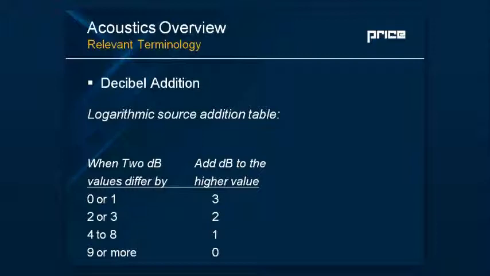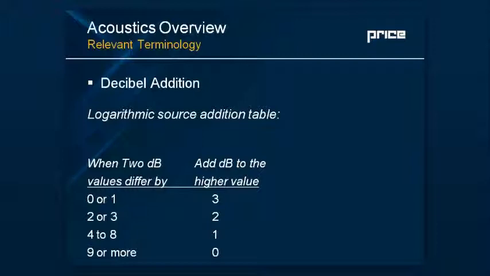When the two values are off by 2 to 3 dB, you add 2 to the highest. If they're off by 4 to 8, you add 1 to the highest. And if there's a difference of 9 or more decibels, you just take the higher of the two values. So if you had two chillers again, one was 90 and one was 80, then the total sound power would be 90 decibels.